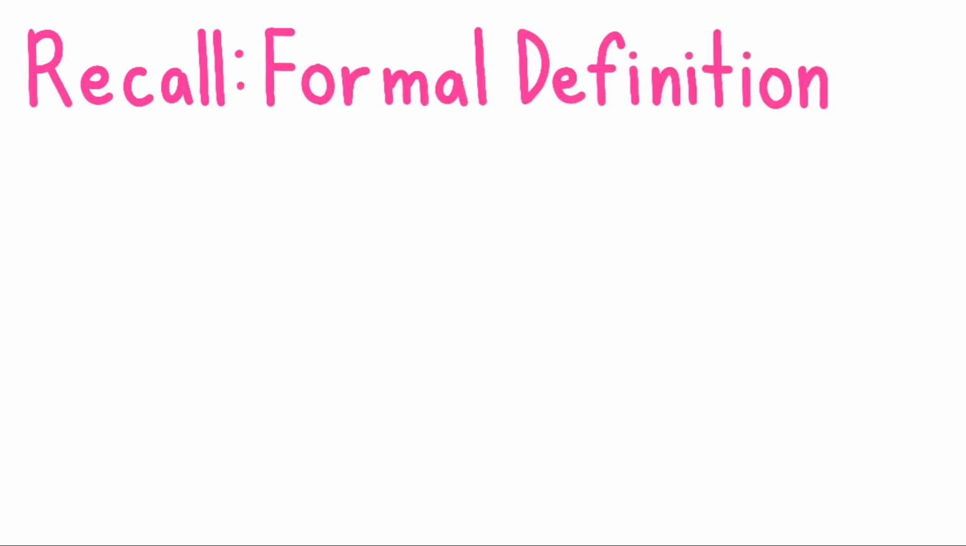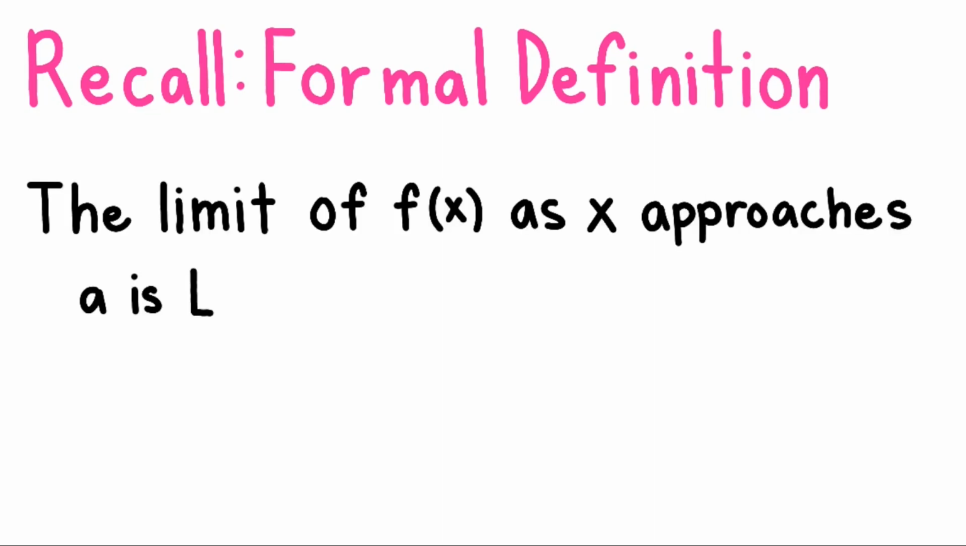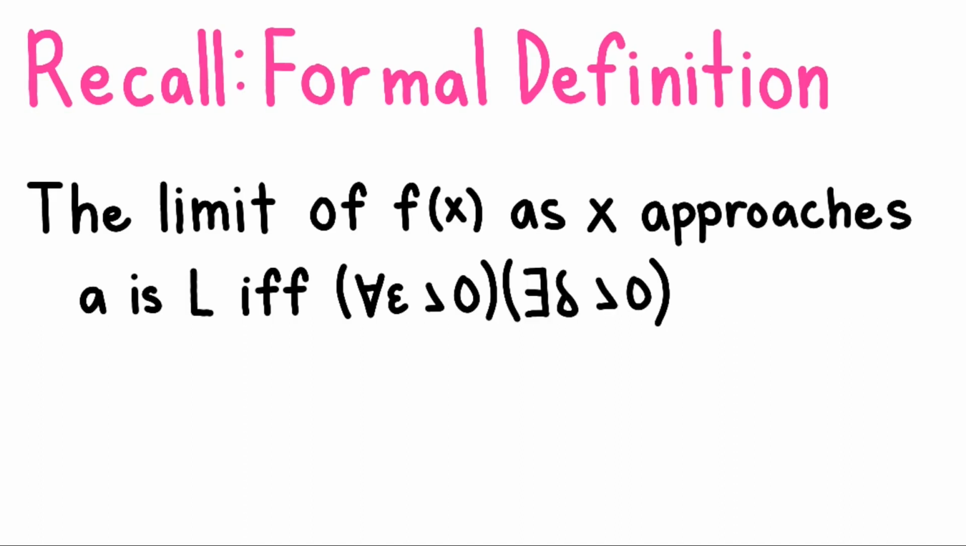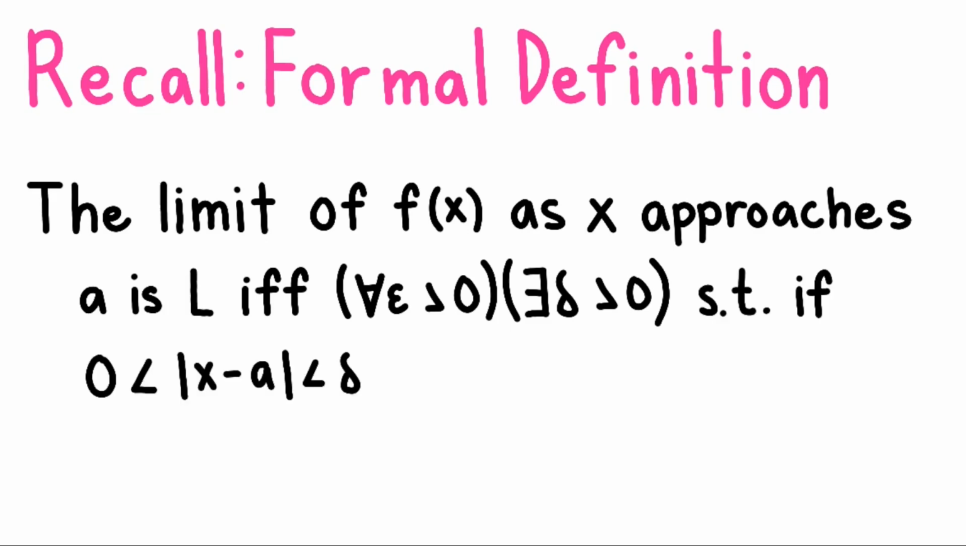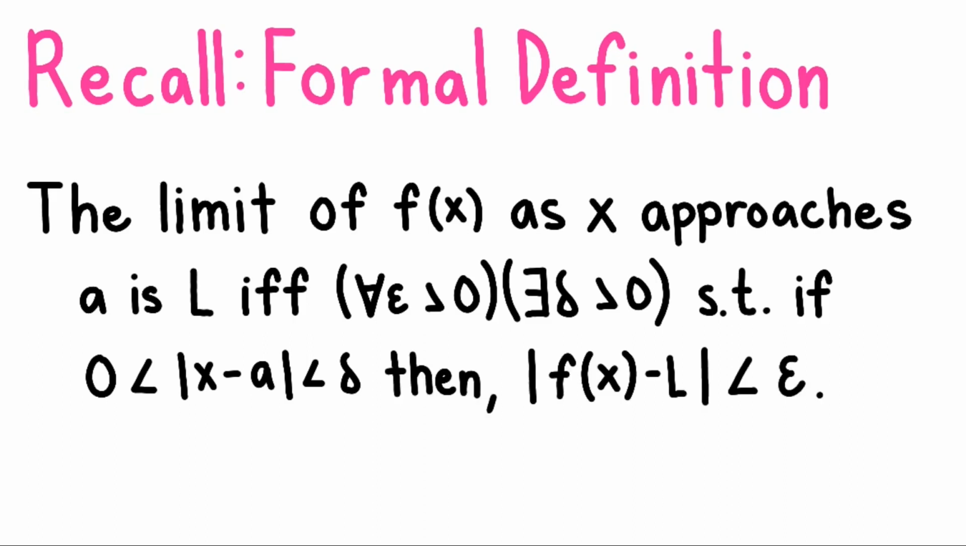Hello there. Recall that in the last video, we discussed the formal definition of limits. So we define the limit of f of x as x approaches a is L if and only if, for all epsilon greater than 0, there exists delta positive such that if the absolute value of x minus a is between 0 and delta, then the absolute value of f of x minus L is less than epsilon.